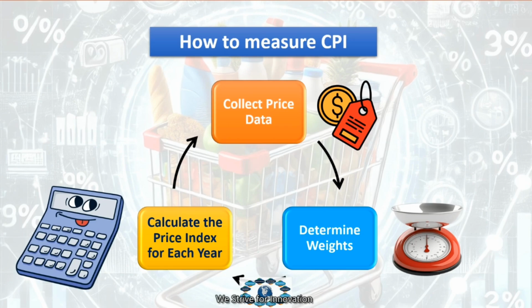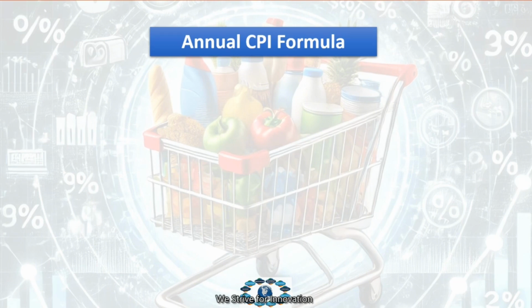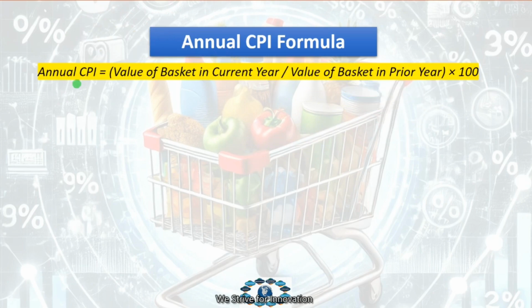Of course, I'm going to give you now a simple example so you can understand the concept behind it. This is what we call the annual CPI formula. This formula consists of the value of the basket in the current year that you have collected. Remember, you collect the price data, and you divide it by the value of the basket in the prior year. Then of course you multiply by 100 to get a percentage.